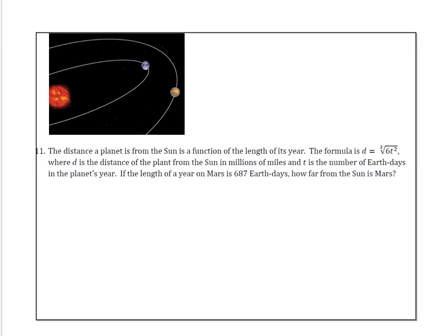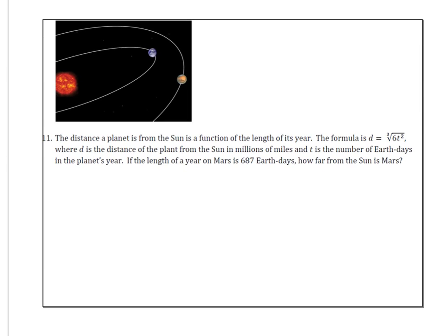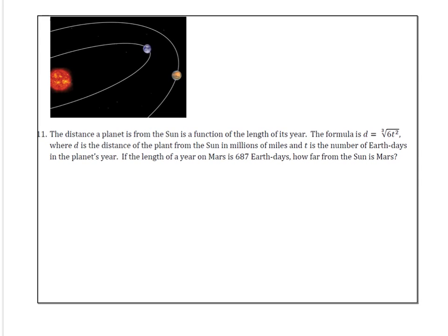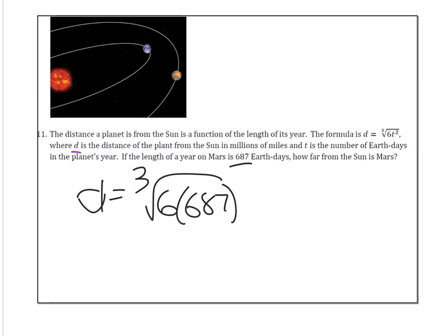So let's take a look. Distance a planet is from the sun is a function of the length of its year. The formula d equals cube root of 6t squared, where d is your distance from the sun in millions of miles. T is the number of Earth days in the planet's year. The year on Mars is 687 Earth days. How far is the sun from Mars? So what's your distance if you take the cube root of 6 times 687 squared?